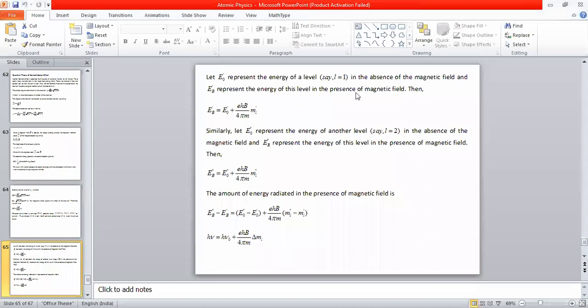Okay, let us concentrate on the L is equal to 1 state. For the L is equal to 1 state, I am writing E naught dash. So this E naught dash represents the energy of the L is equal to 1 state in the absence of the magnetic field.